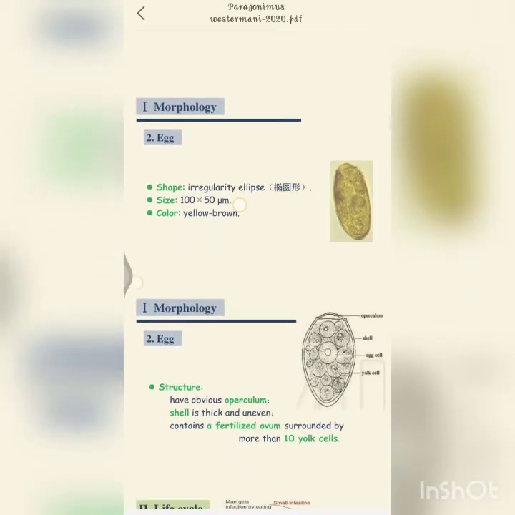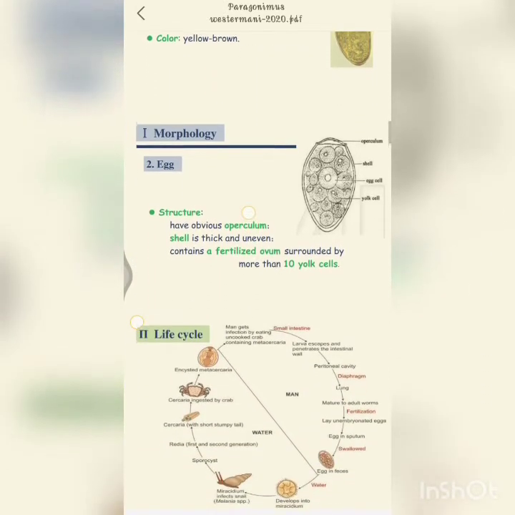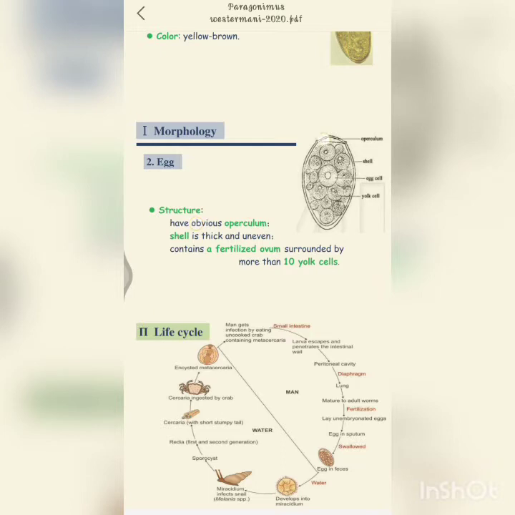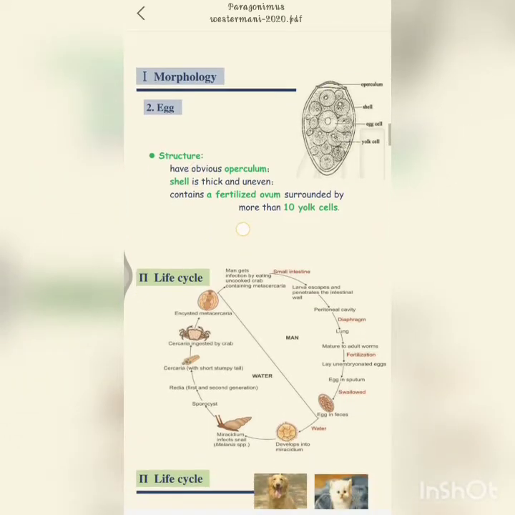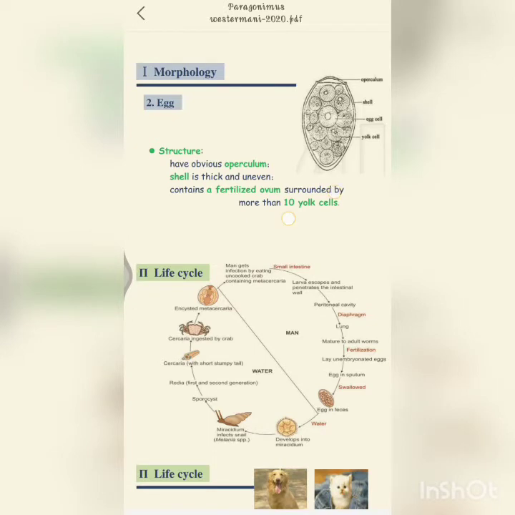So the shape is an irregular ellipse, 100 by 50 micrometer, and yellow brown. Here you can see the obvious operculum, and the shell is thick and uneven, and it is containing a fertilized ovum surrounded by the 10 yolk sac cells. So this is the fertilized ovum, and these are the surrounding yolk sac cells, that are 10.